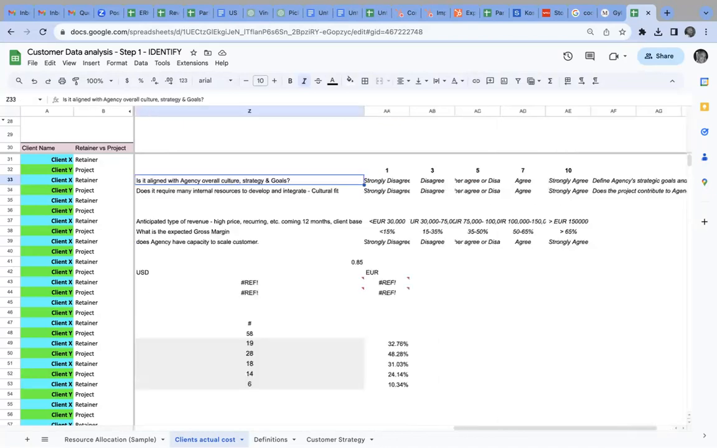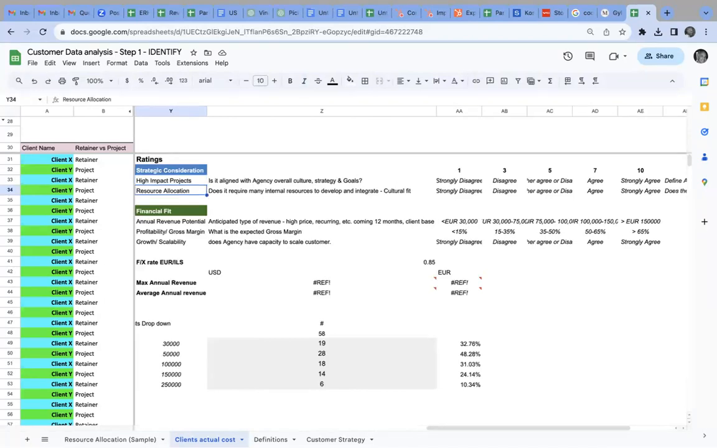And then the other one on the strategic consideration is the resource allocation. Same thing. It's sort of a subjective feeling. That's why it's good to do this at a team level to decide on these projects. Financial fit is the revenue potential.